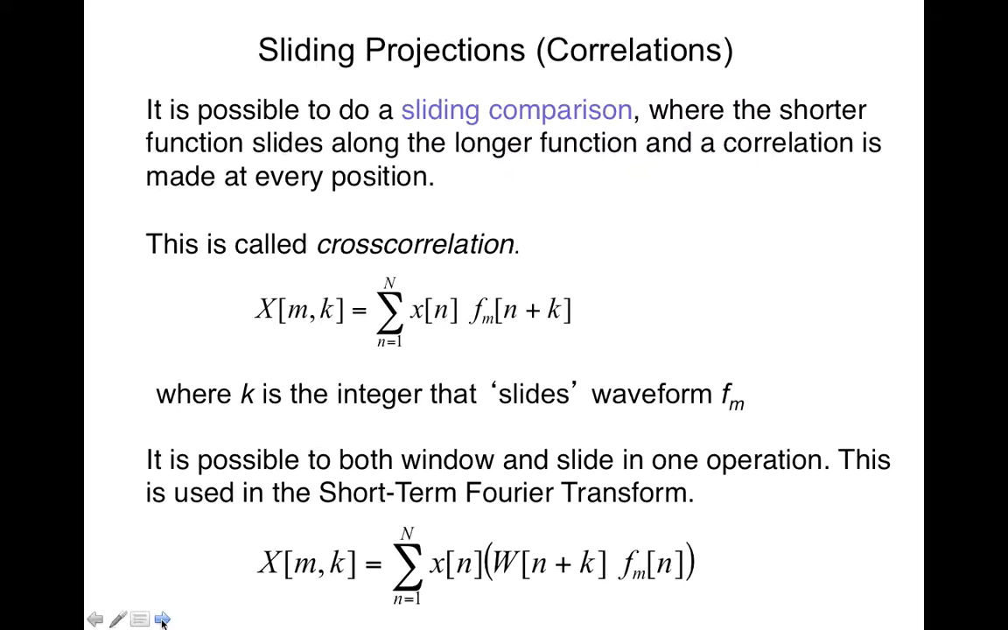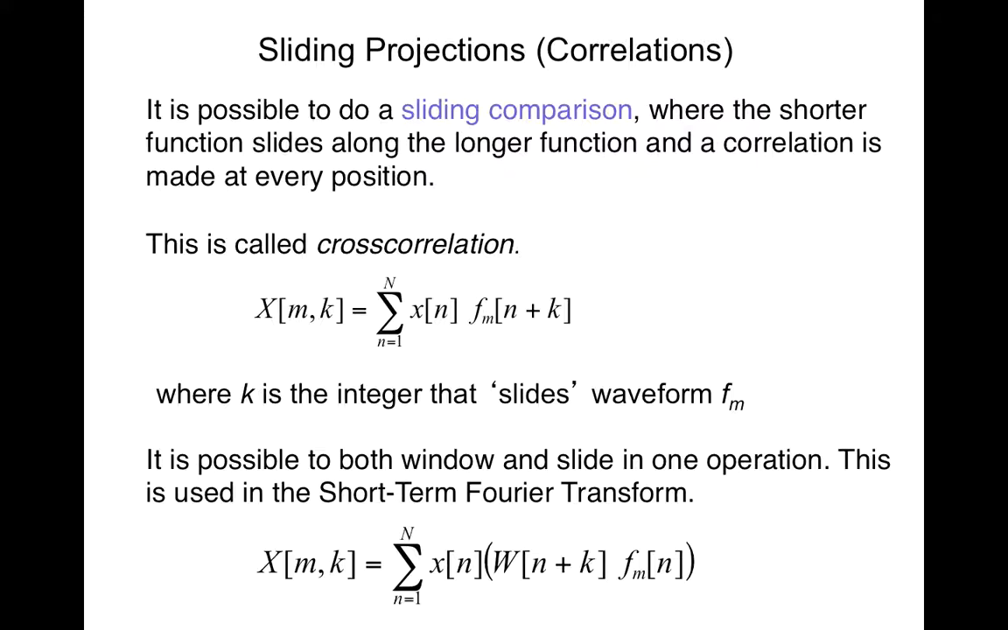So it's also possible to do a sliding comparison. This is done sometimes if your probing function is a lot shorter than your data function. In this case, the shorter function slides along the longer function, and you do a correlation at every position. This is called a cross correlation, and mathematically it's represented here: here's your signal, and here's your probing function, and then K is basically stepped through all the values from 1 to n so that you're sliding this waveform across f of n.